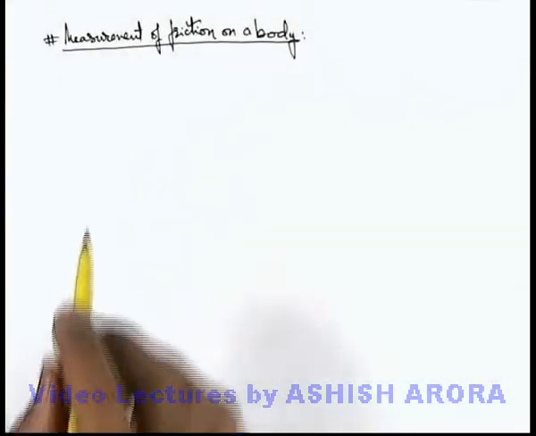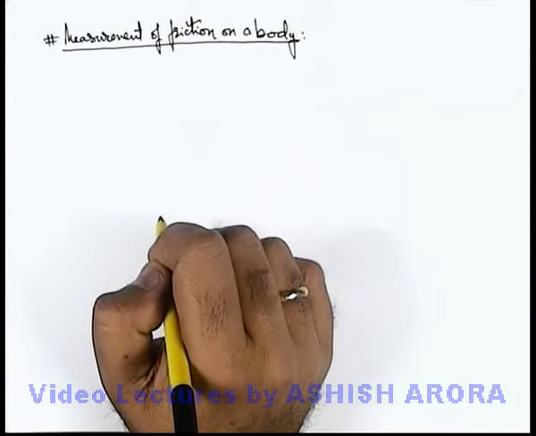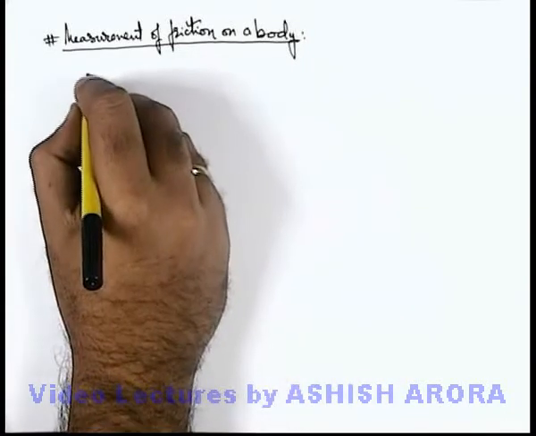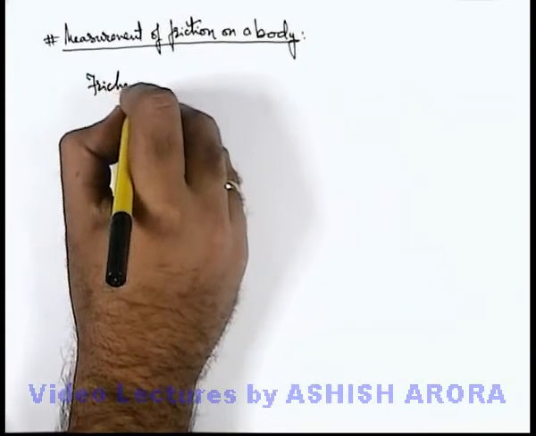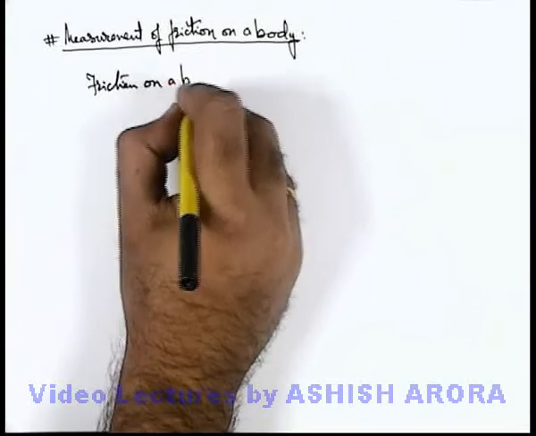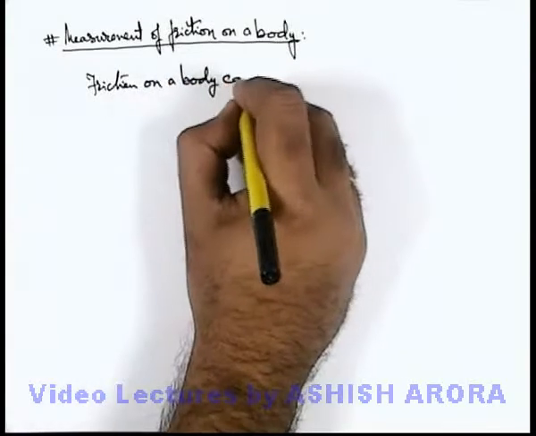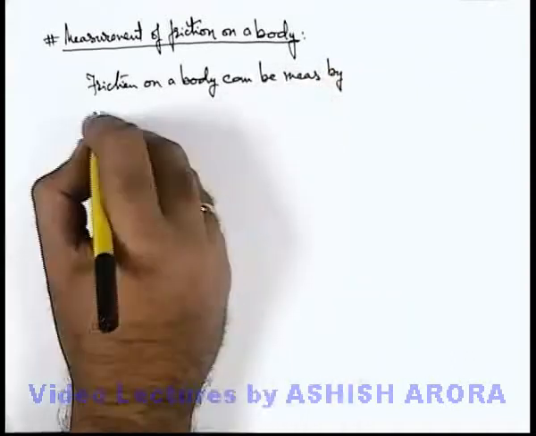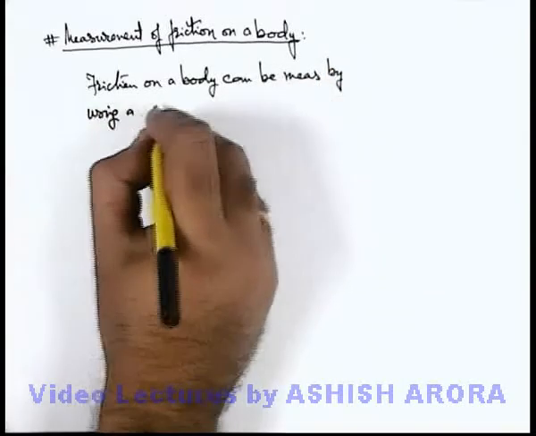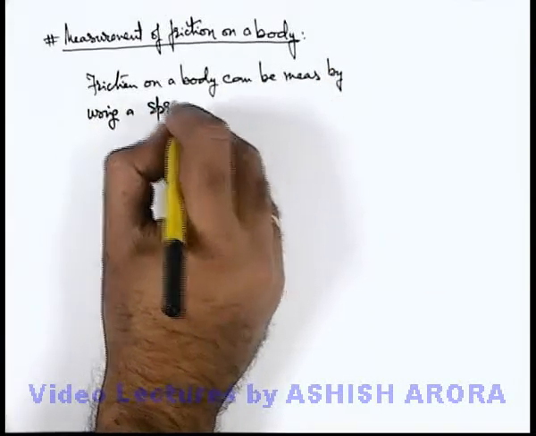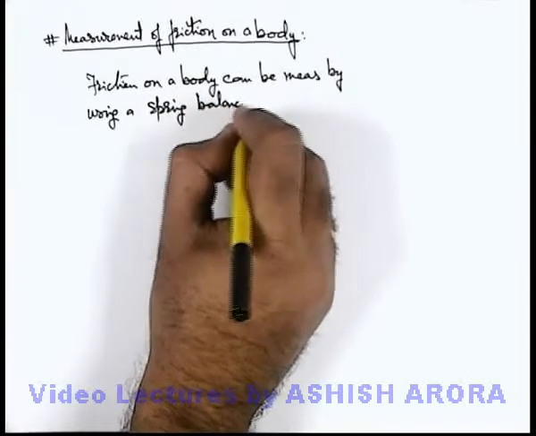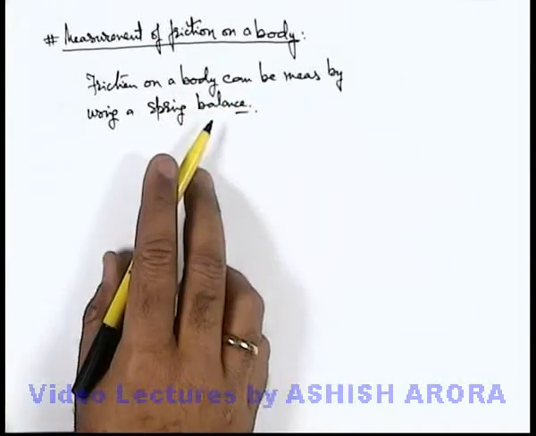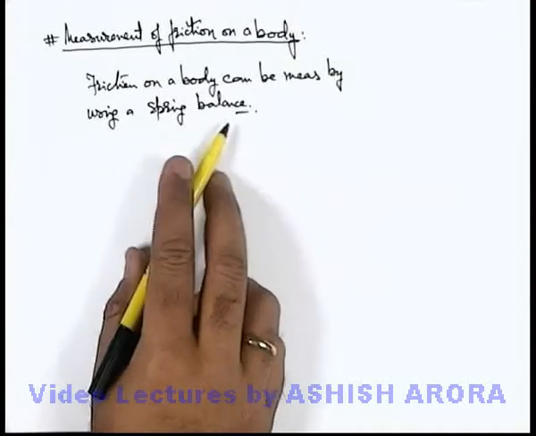Now we'll discuss how to measure the friction acting on a body. Here we can write that friction on a body which is placed on a surface can be measured by using a spring balance. You might have seen a spring balance in various go-downs for measurement of weights.